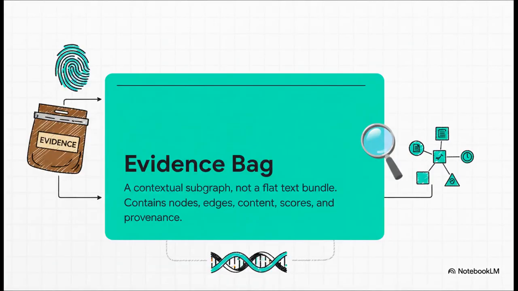Now, one of the key things that comes out of this pipeline is something called the evidence bag. And the name itself tells you so much about the system's philosophy. This isn't just a jumble of text snippets. No way. It's a subgraph, a literal piece of the knowledge graph itself, with all the original relationships and connections still intact. It keeps the context, and as we know, context is everything.